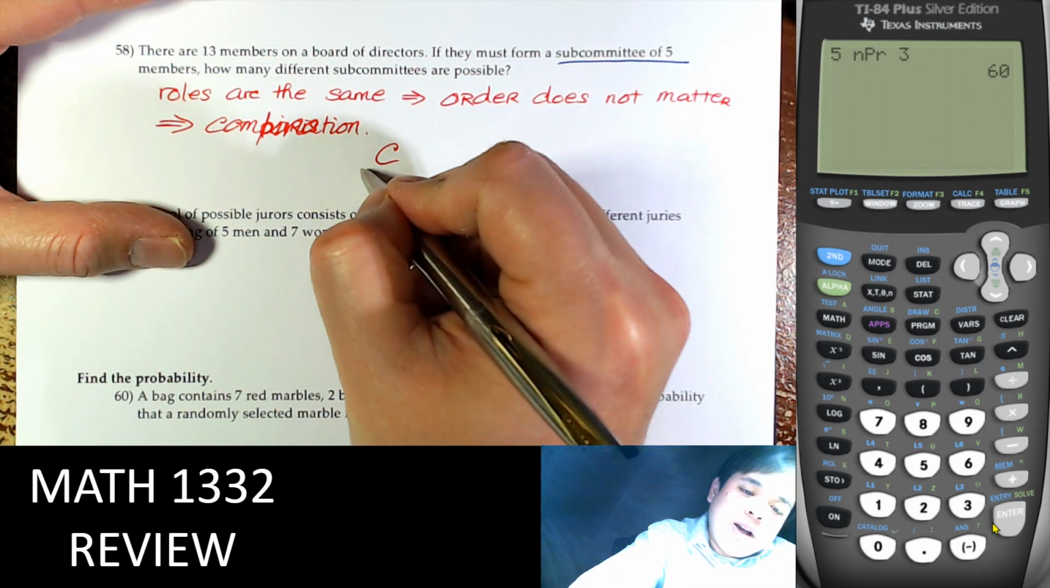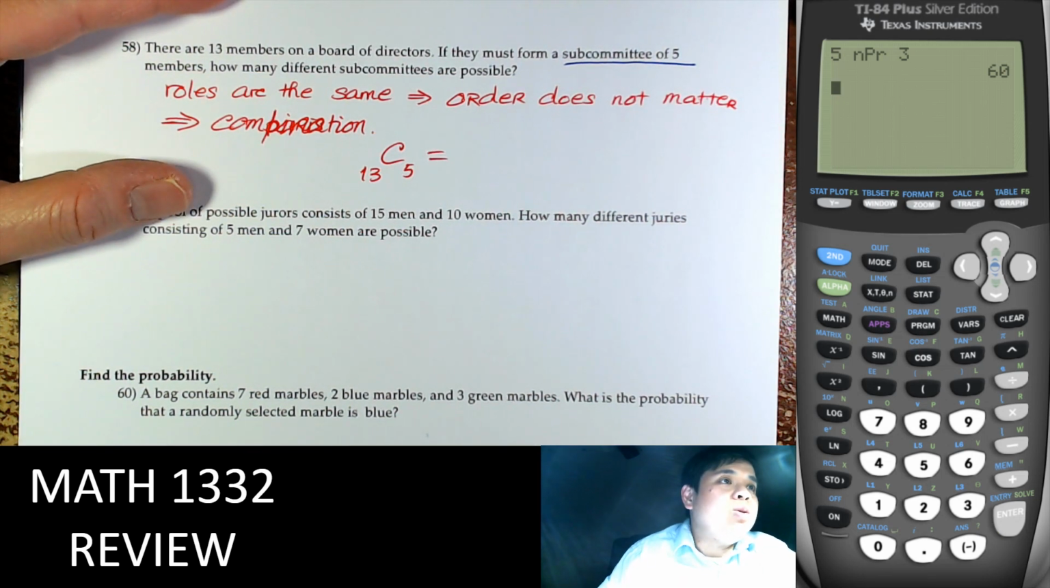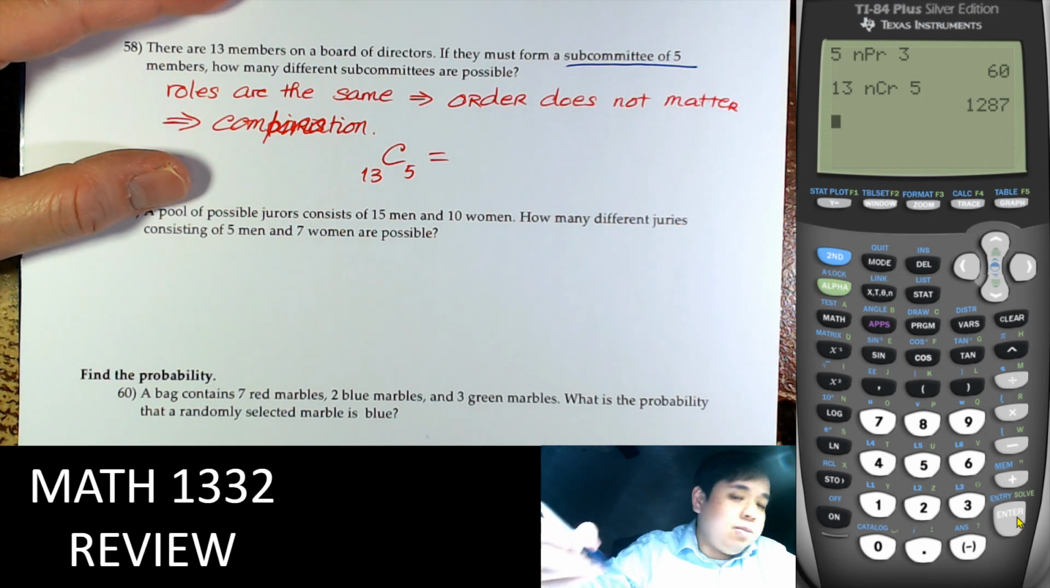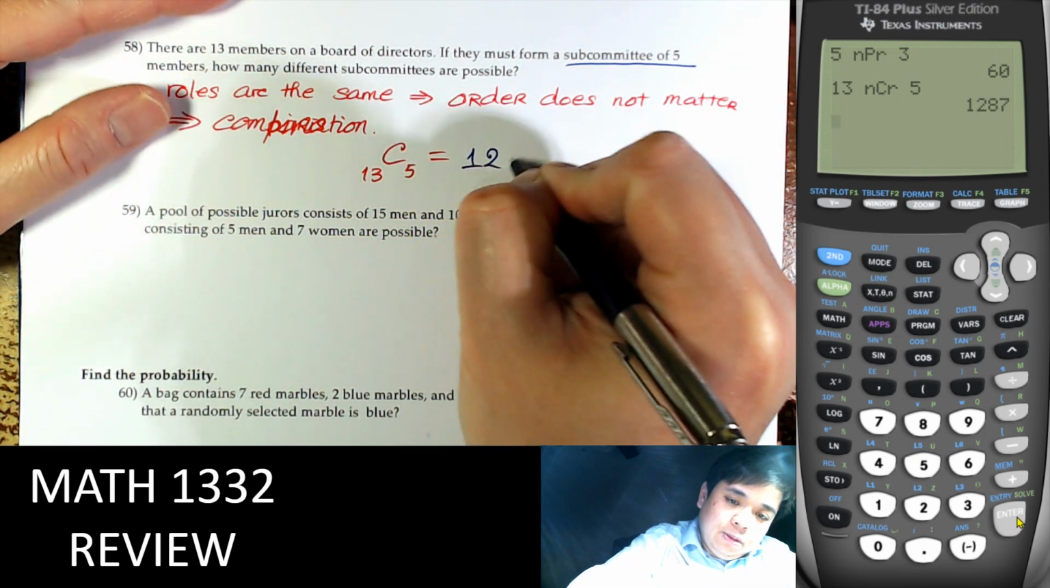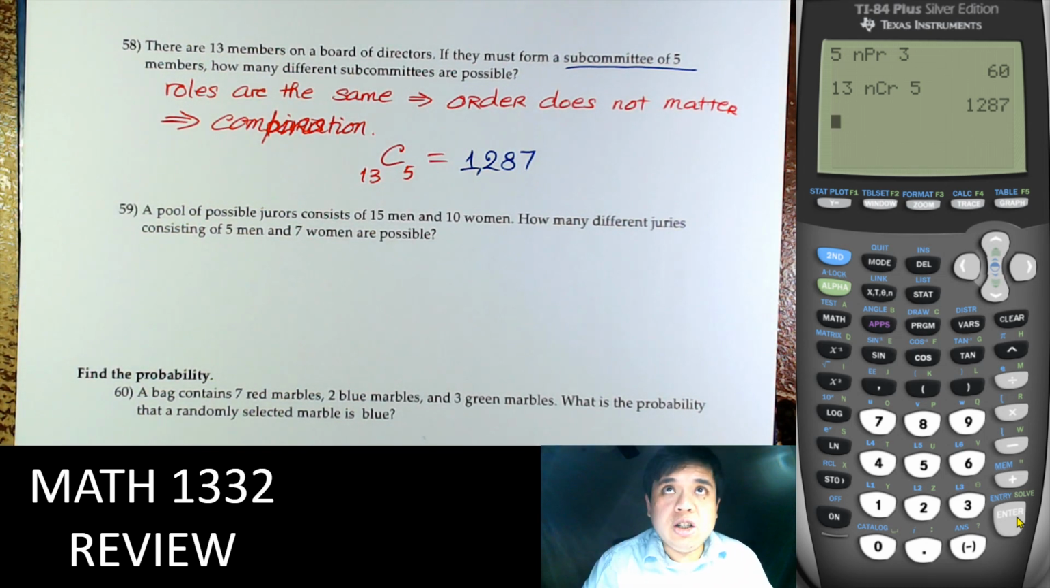So in this case, we have picked out of 13, 5 positions. So just 13 combination, so pick 5 out of 13. We have 1287. So if order does not matter, we use combination.